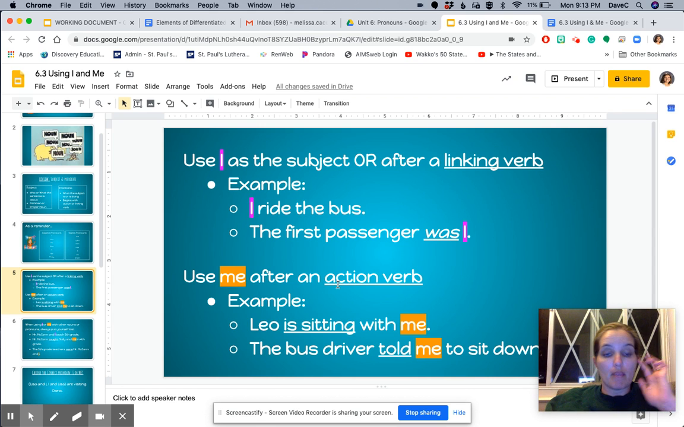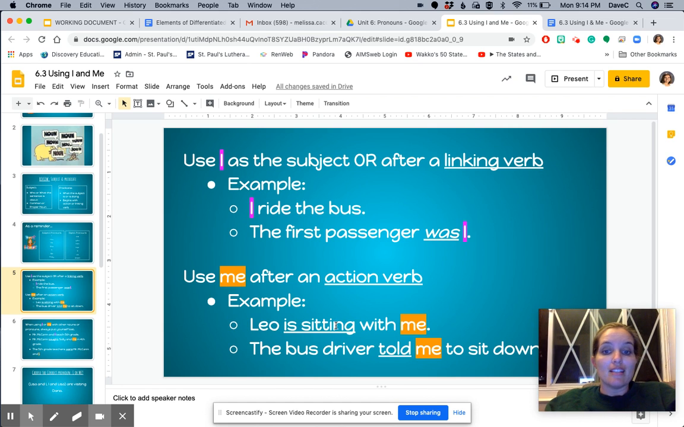So this one might be easier for you. If you're looking at a sentence and you're like, yes, there is an action verb, that person is doing something, then you would use me if it comes after it. If you're looking at a sentence and you're like, I don't see an action verb anywhere, you might have a linking verb. So look at it very carefully.